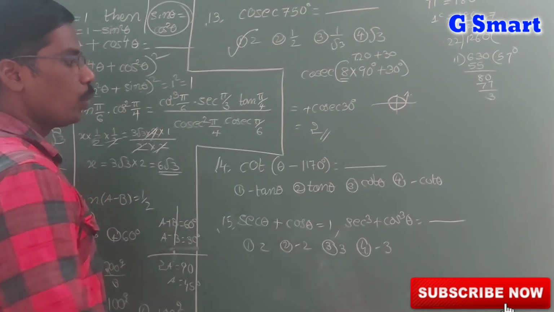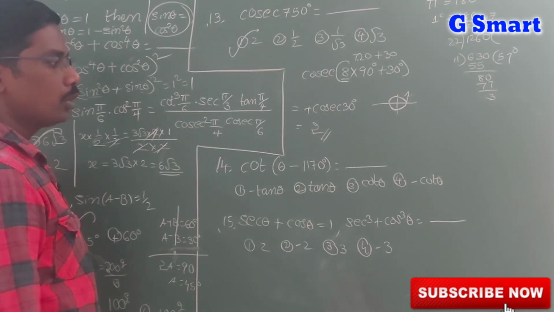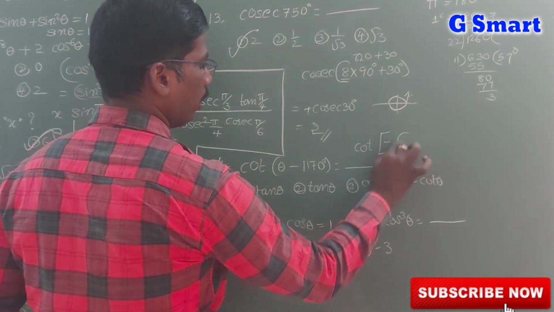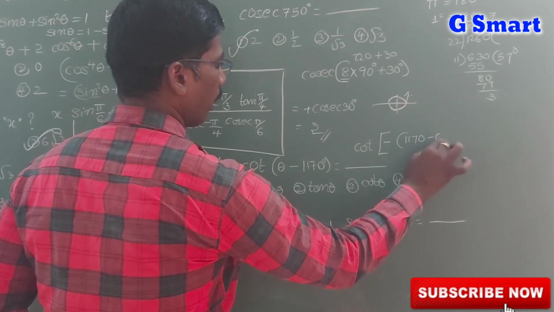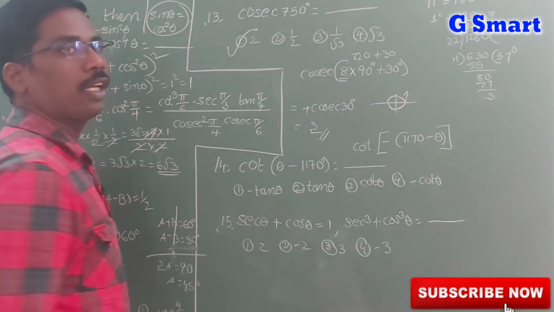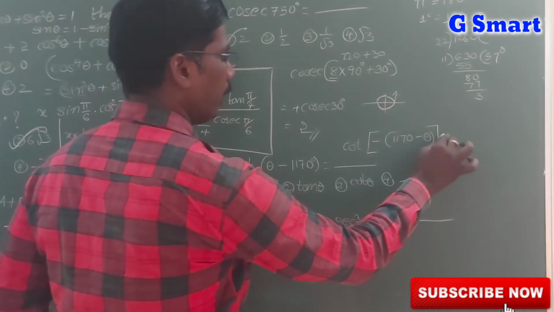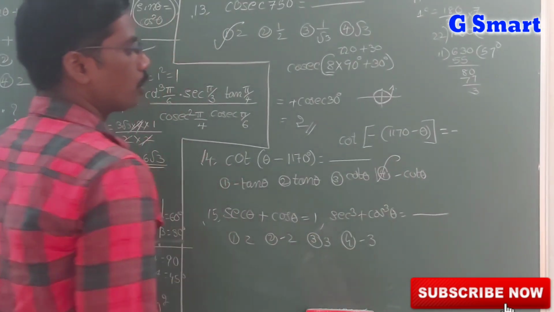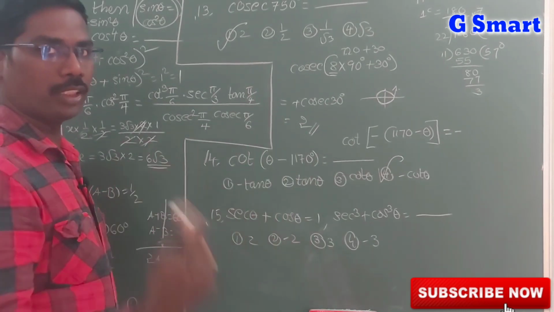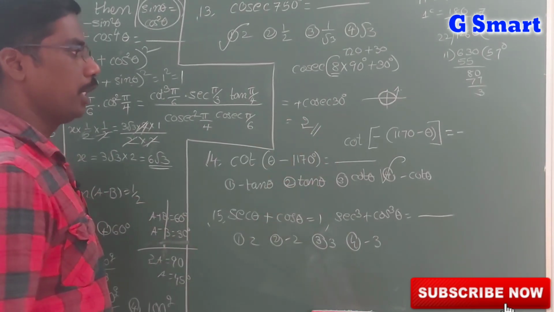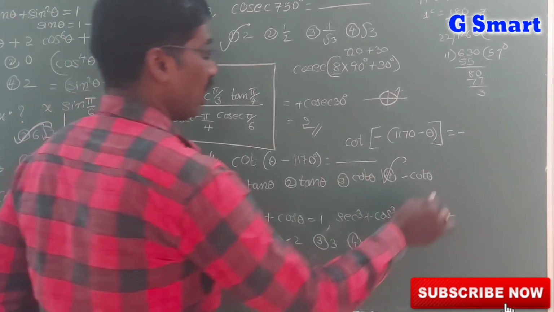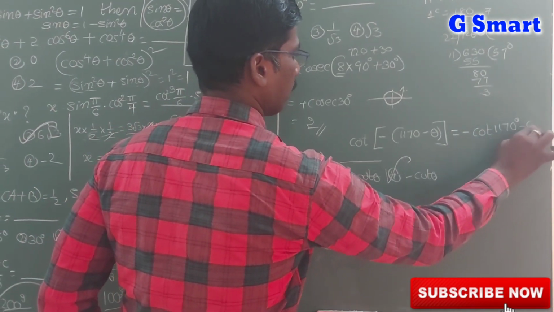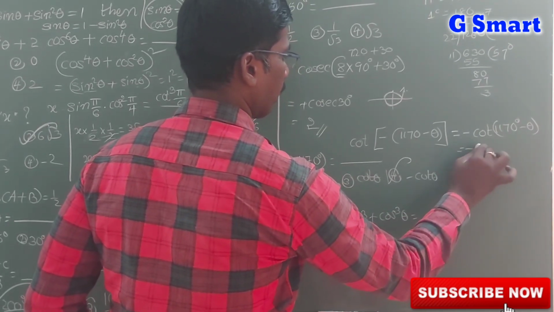Cot of minus theta minus 1170. So see here, first of all we have to take minus common, then that is 1170 minus theta. So cot minus theta is minus cot theta. In the 4 options, minus cot theta is the fourth option. So cot minus theta is equal to minus cot theta. In the minus cot theta only one option is there. That's the only answer. Otherwise minus cot 1170 minus cot.